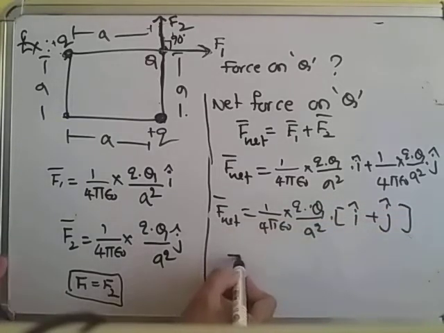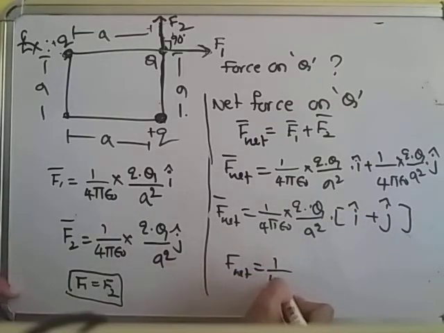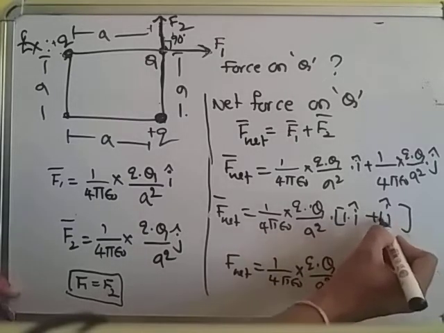Here we write the magnitude. If you want to write the magnitude, then we have to use the magnitude of I cap plus J cap. Then that is 1 by 4 pi epsilon naught into small q into capital Q by a square, times the magnitude of this one, for example 1 into I, 1 into J.